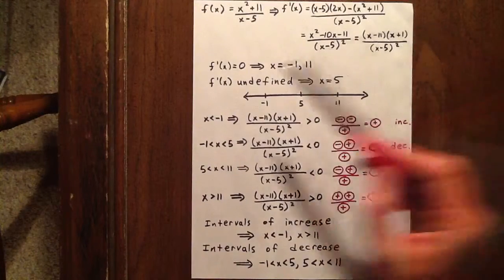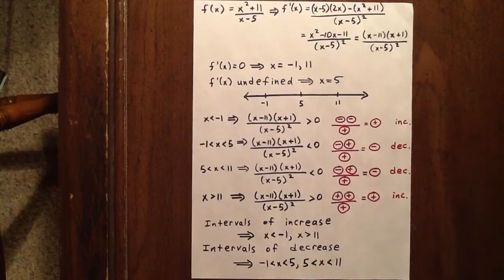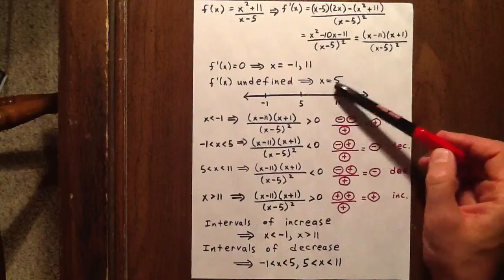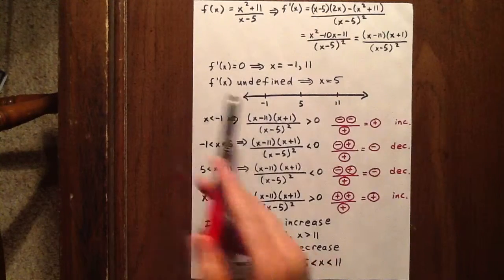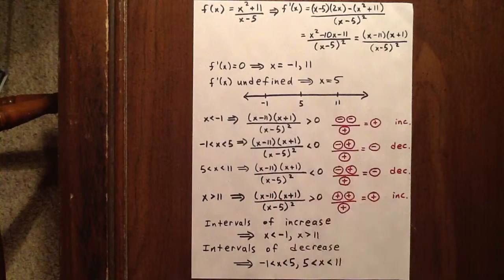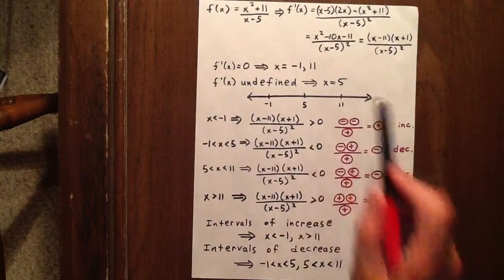Now, setting that equal to 0 means x is 11 or x is negative 1. Setting the denominator equal to 0 means x is 5. So, what we have then are 3 critical values of x. So we're going to test 4 different intervals.